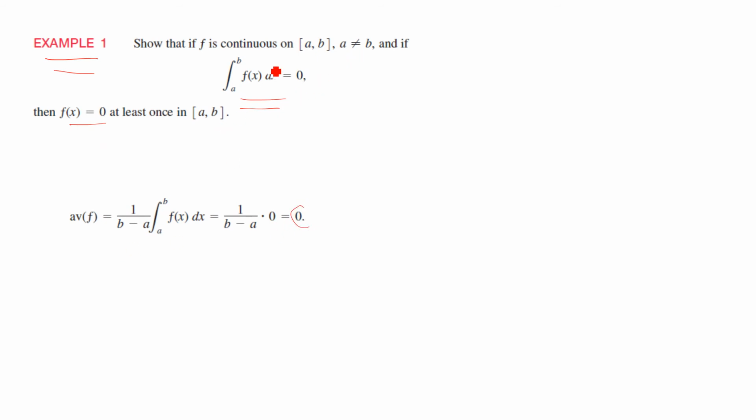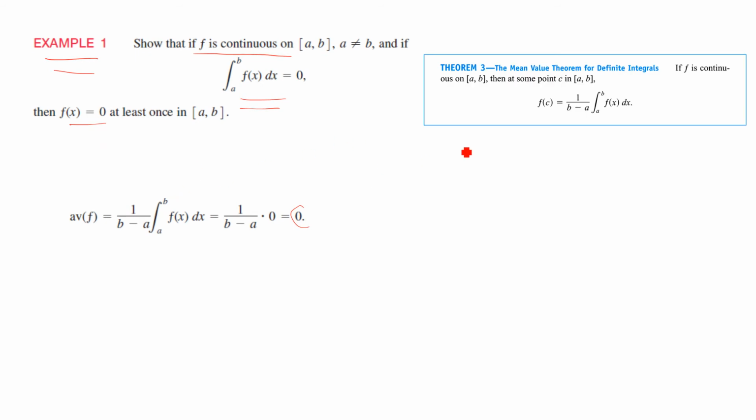Now according to the mean value theorem, since f is continuous on the closed interval [a, b], according to the mean value theorem for integrals, the function must attain its average value in the interval. Okay. So the average value is 0. So according to this theorem, there is some point c where f(c) is equal to 0. So there is at least one point c where f(c) is equal to 0.